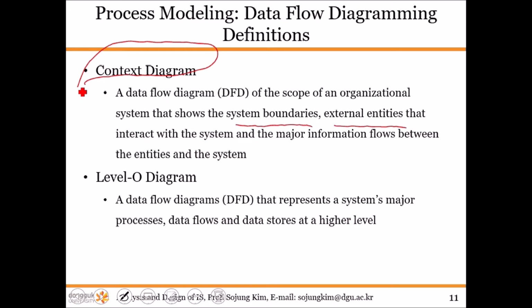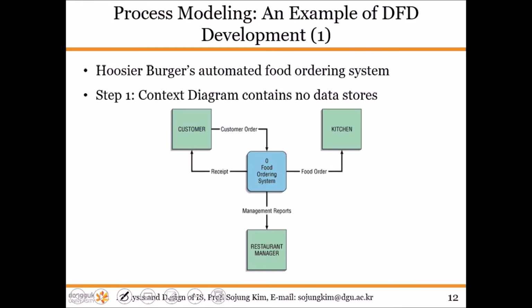Summary of the DFD. A level 0 diagram in DFD is more like a real diagram to develop the system. So it represents the system's major processes, data flow, and data stores at high level, still high, and so we have level 1. Oh, where is the level 1? I will mention the level 1 later.